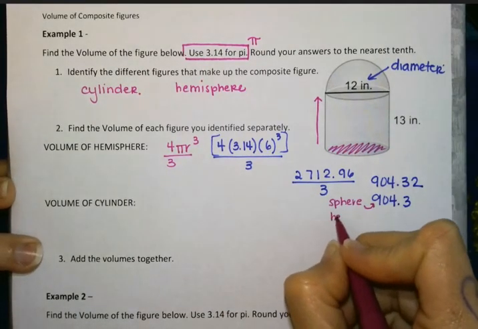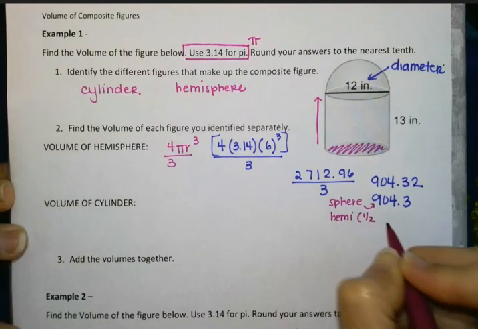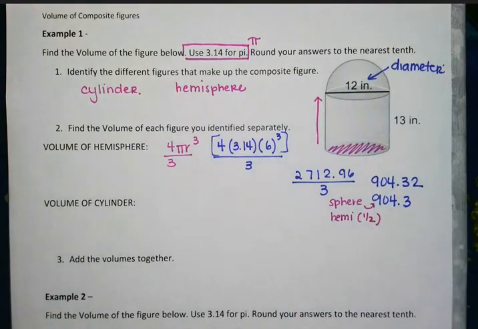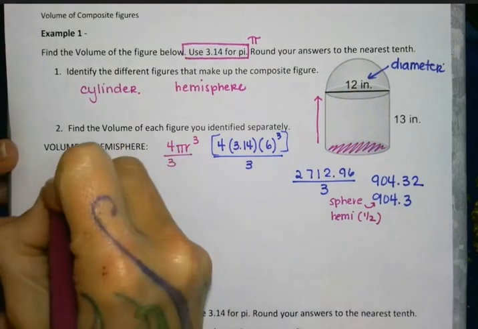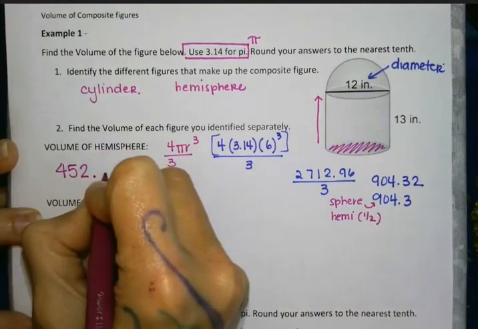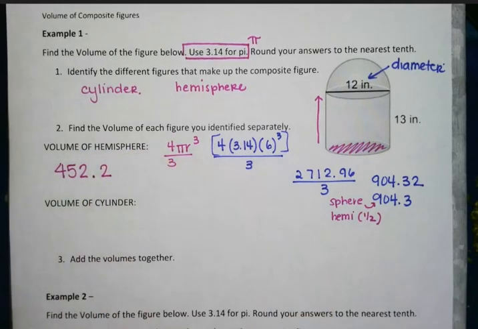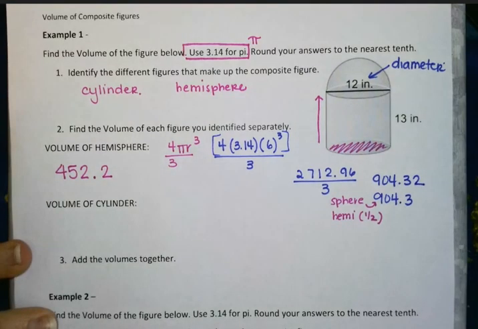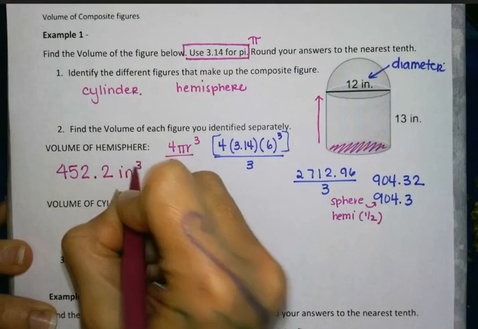Hemisphere is half. Hemi is half. So you're going to multiply by 1/2 or divide by 2. And so our hemisphere is 452.16, so 452.2. And if you did the 904.3, it would be 452.15, which would still round to 452.2. So make sure you're rounding appropriately too. And this is going to be inches cubed.